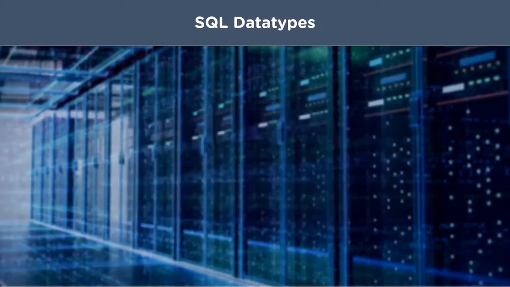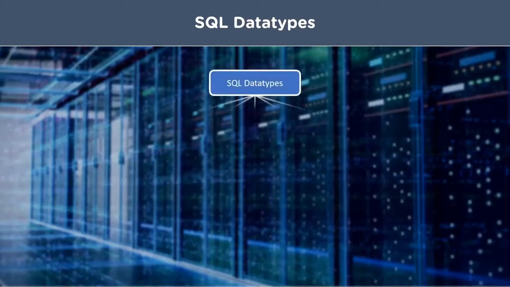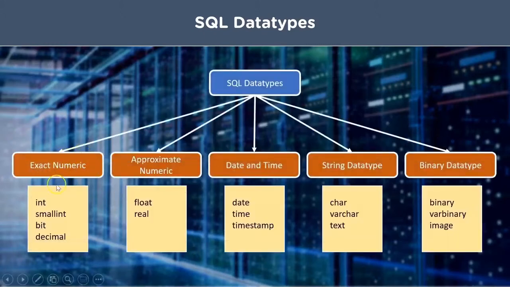Now talking about the various data types in SQL. So we have exact numeric, which has integer, small int, bit and decimal. Then we have approximate numeric, which are float and real.